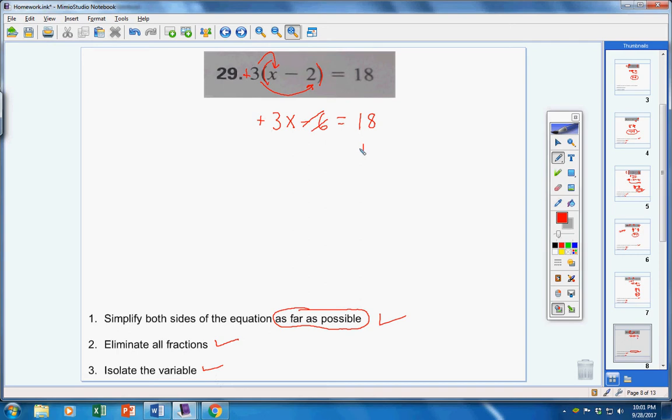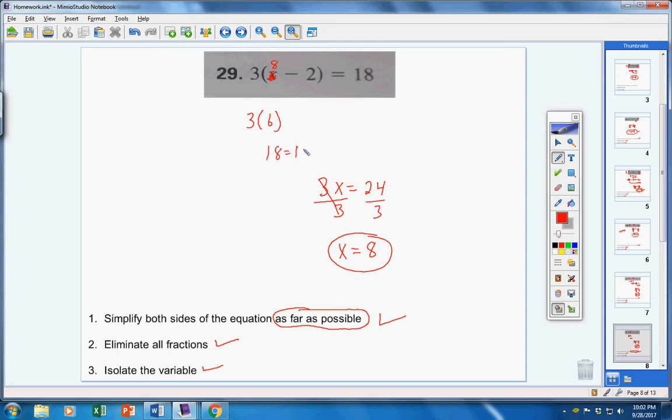Bring the 6 over, make it a positive 6. I'm left with 3x equals 24. Now, divide both sides by 3. Your 3's cancel. 24 over 3 is 8. Okay? Now, you don't have to check your answer, but let's check it just to make sure that we're right. Where the x is, I'm going to put an 8. So I have 3 times 8 minus 2 is 6. 18 equals 18. Check. Alright?